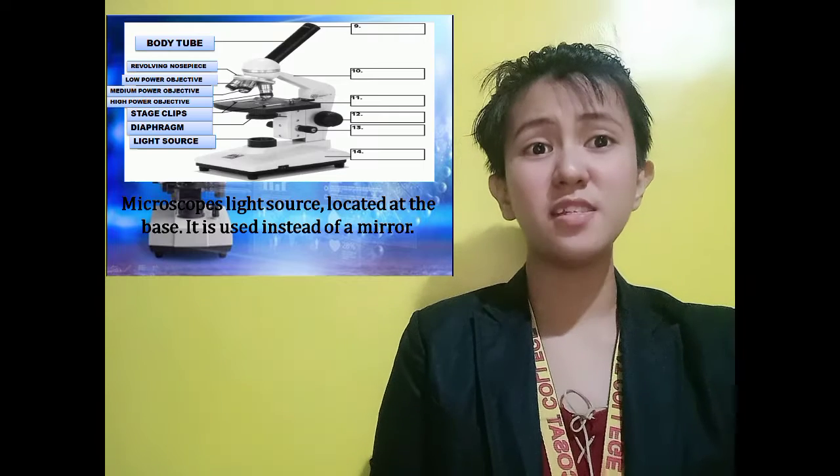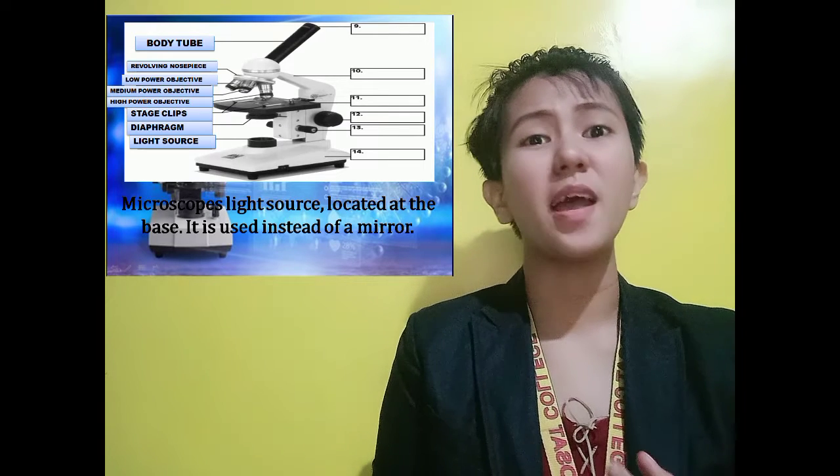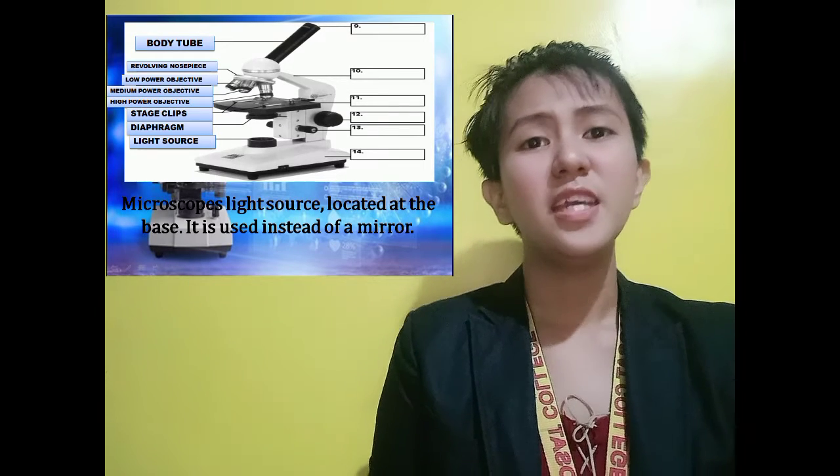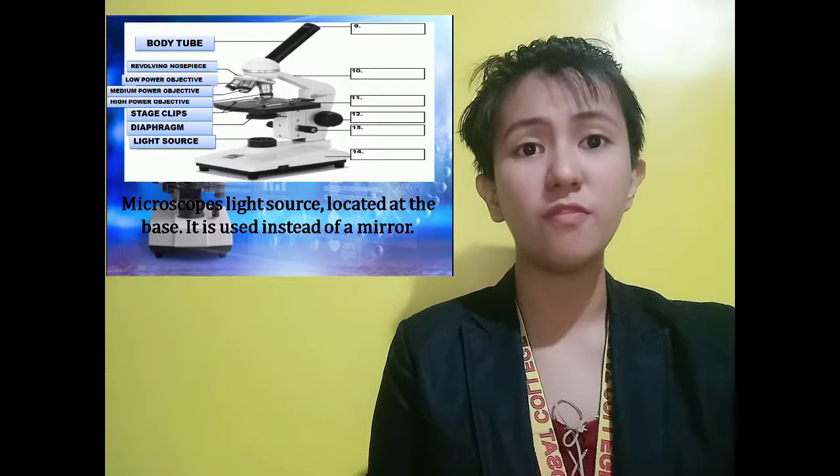So, next is the mirror. The microscope light source is located at the base; it is used instead of a mirror.